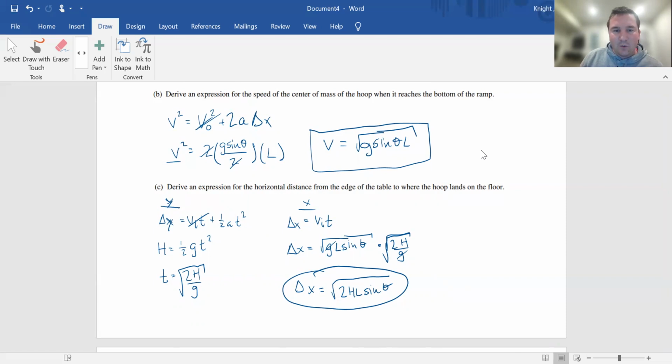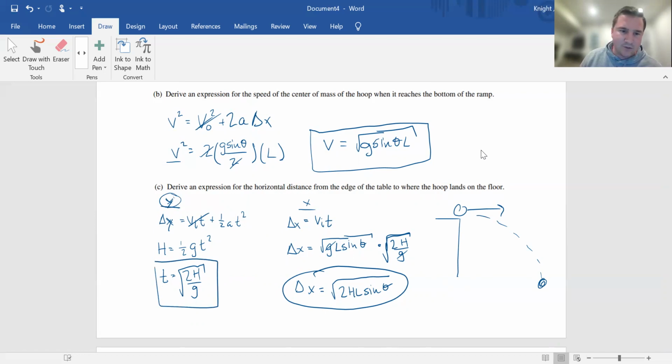Derive an expression for the horizontal distance from the edge of the table. So this is kinematics again. This is basically a projectile motion problem, right? We know our object is being projected off of a surface with an initial speed square root g sine theta times L. How far is it going to go down here? We have to use the y components to solve for time.